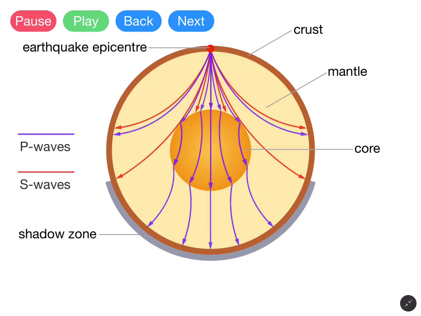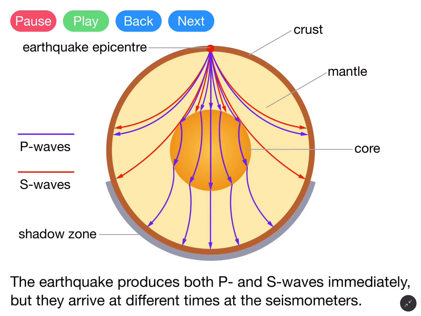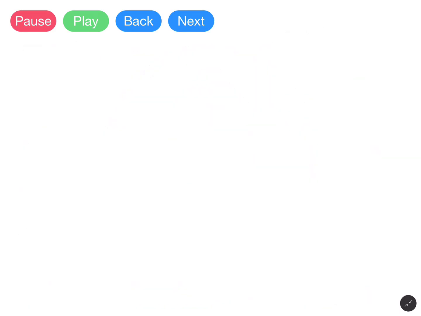So let's look at the combined diagram of both the primary and the secondary waves, which are both produced at the same time by the earthquake. Remember that primary waves travel faster than secondary waves, so secondary waves will still arrive at the same seismometer on the other side of the world, but with a time delay.